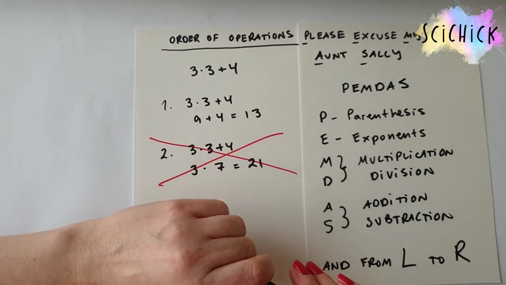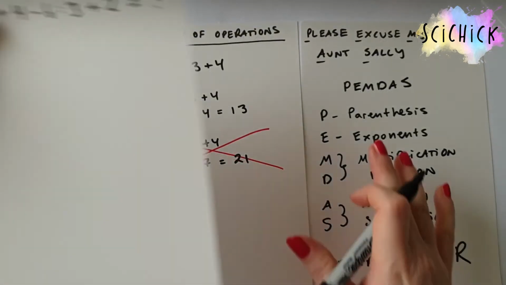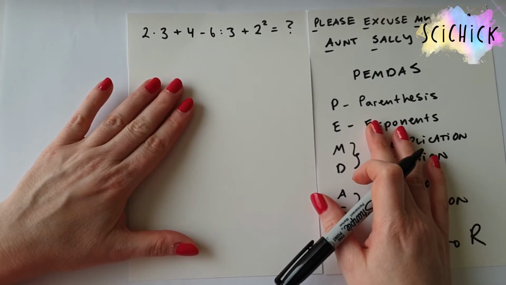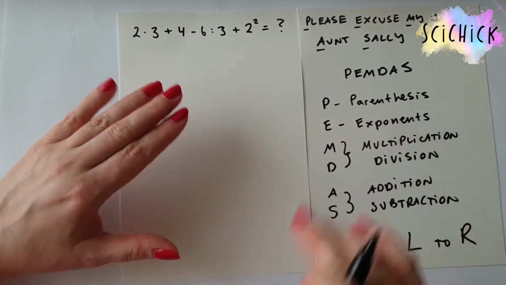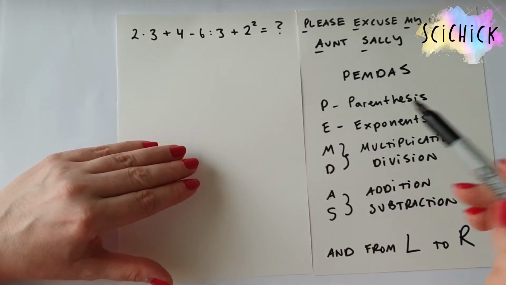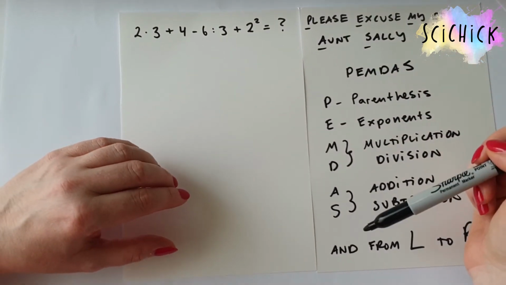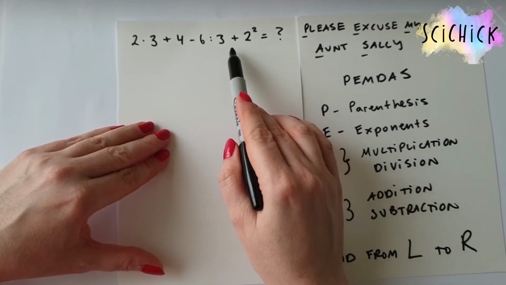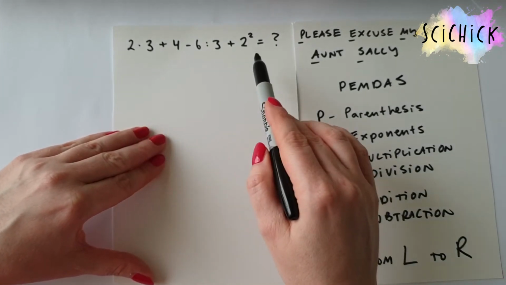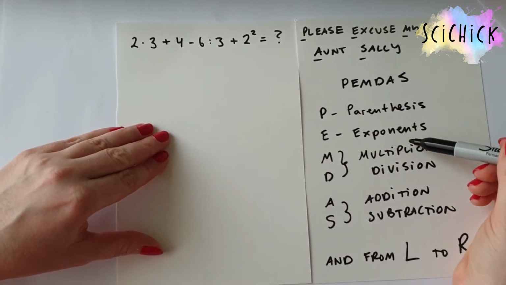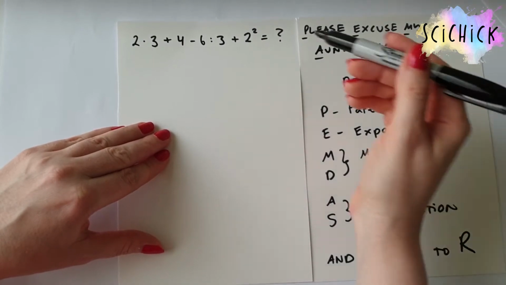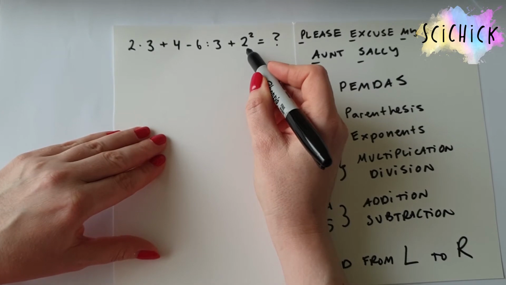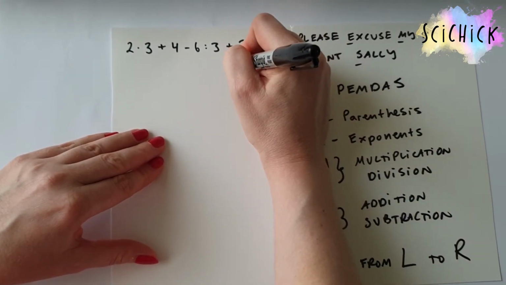Now I'm going to give you a hard one. Wait one moment. I promised you guys a hard problem, and here it is. So when we have a problem, we just start going down the list. First, we look for parentheses. Do we have any parentheses in our problem? We do not. Then we go to the next one, exponents. Do we have any exponents in our problem? We do. So that's our first calculation.